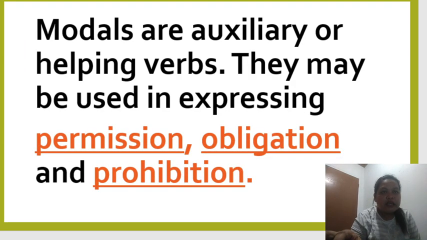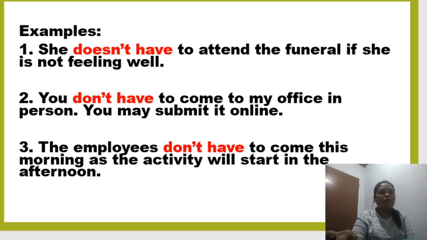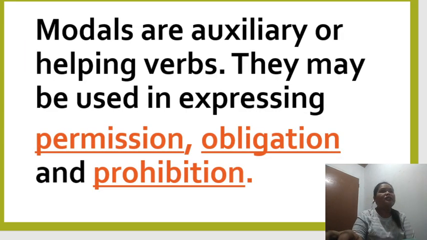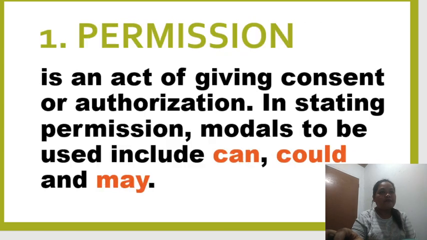Okay. So let us have a quick review of what we have discussed. So again, modals are auxiliary or helping verbs. They may be used in expressing, number 1, permission, number 2, prohibition, and number 3, obligation. So we have discussed all these three together with their examples. Next, so again, permission is an act of giving consent or authorization. In stating permission, the modals to be used include can, could, and may.